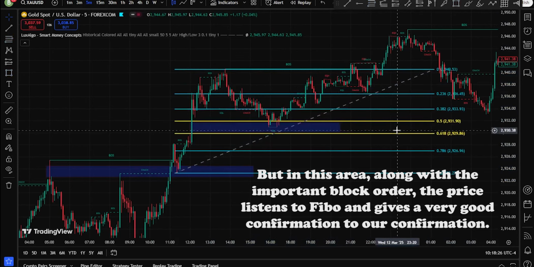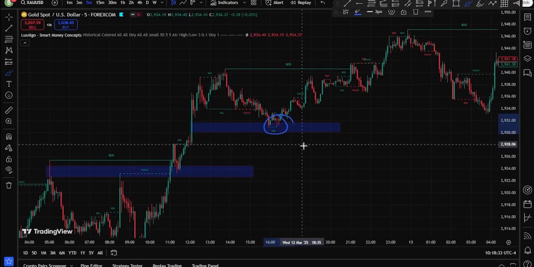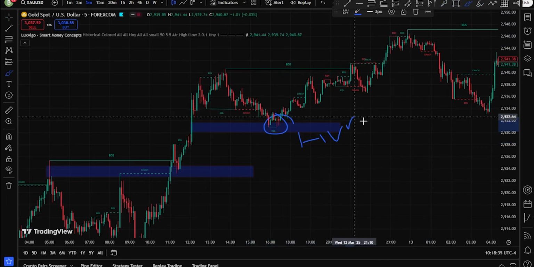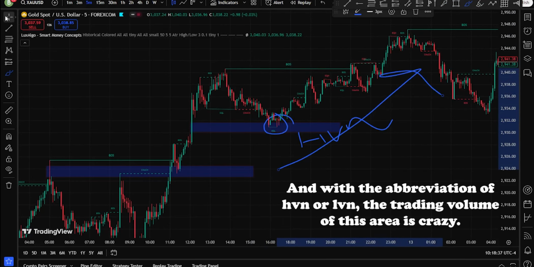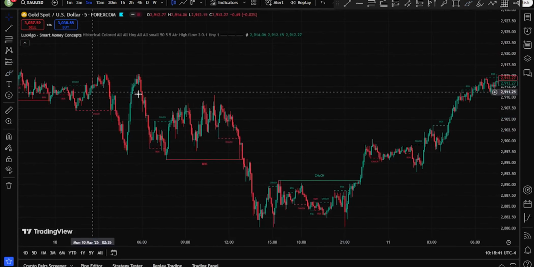Look for the point of control, POC. This is the price level with the highest volume. Mark the value area high, VAH, and value area low, VAL. This creates a zone, range, where 70% of volume was transacted.